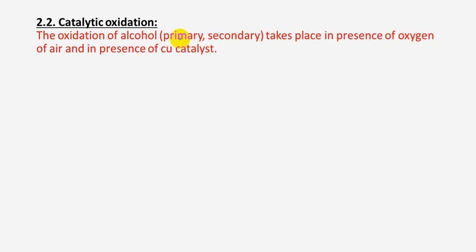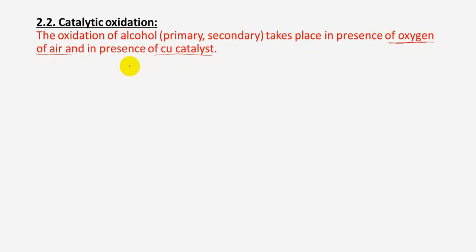In this reaction, the primary and secondary alcohol take place in the presence of oxygen gas of air. يعني in this reaction, the alcohol is mixed with an oxygen gas or mixed with air in order to make an oxidation of alcohol in the presence of oxygen. And the same as catalytic dehydrogenation, we have a copper catalyst.